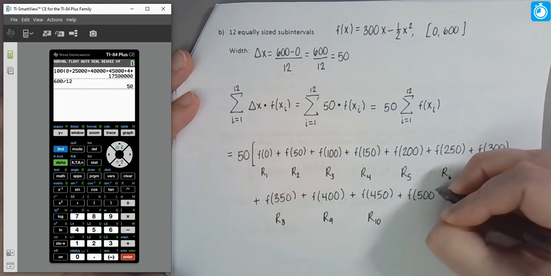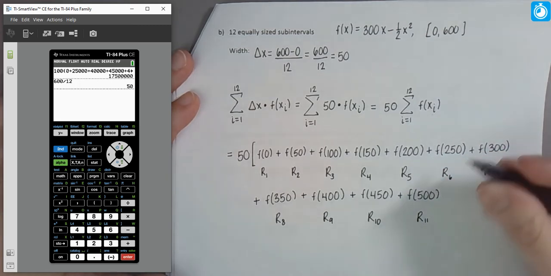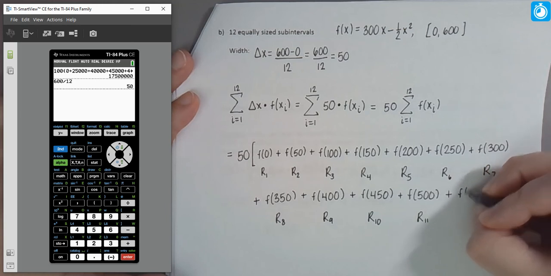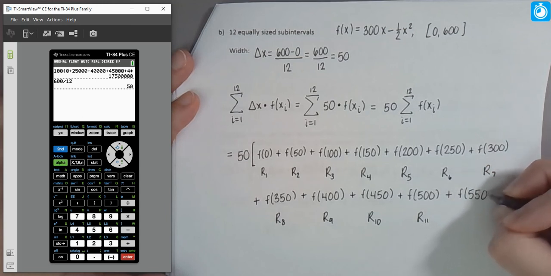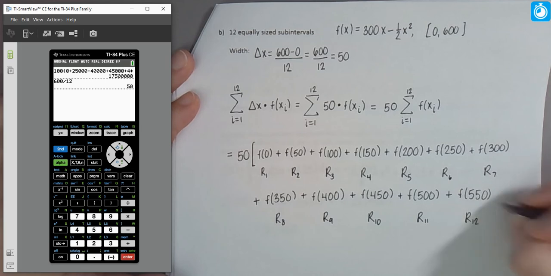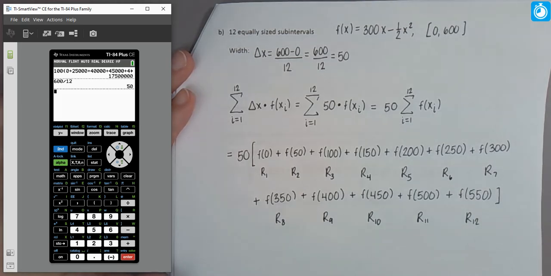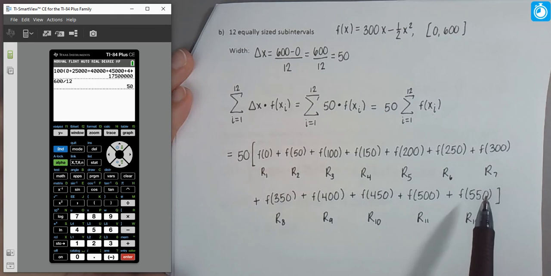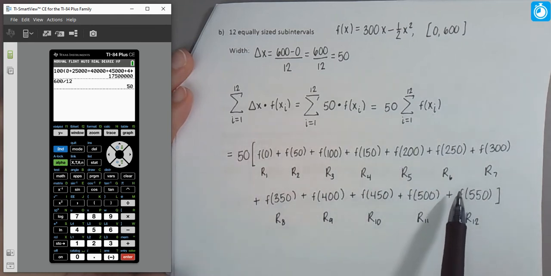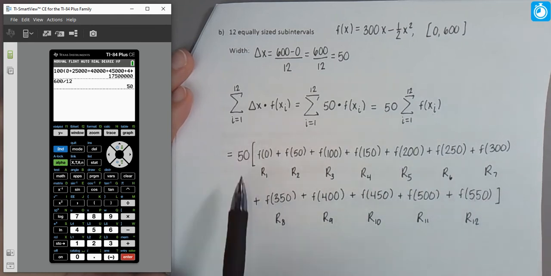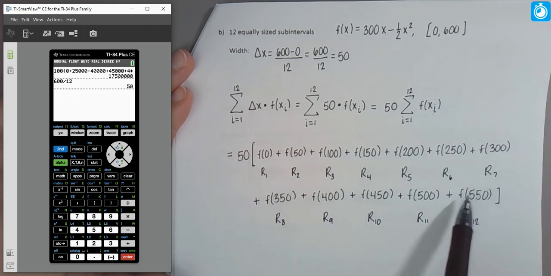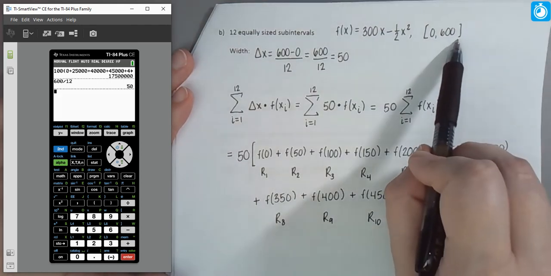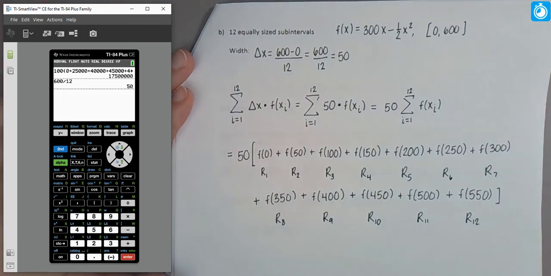500 with rectangle 11, and then 550 with rectangle 12. Now again, why did we not end at 600? Well, imagine distributing your 50, that's the width for each rectangle. When we distribute the 50 to our last term, that says starting at 550, we're transitioning the 50 units across. So from 550, 50 units across, takes us to 600. So we do enclose that entire area over that entire interval.